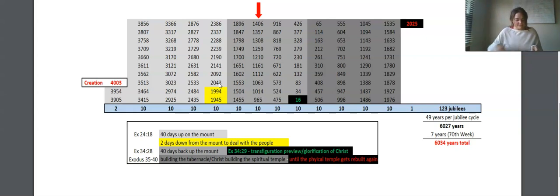And then, if you go through the next couple of chapters, you will see that Moses was down the mount for 2 days dealing with the people, interceding on their behalf, cleaning up shop. The Levites were instructed to kill people. They slew thousands until people got the point. So there were 2 days that he was down the mountain to deal with the people.